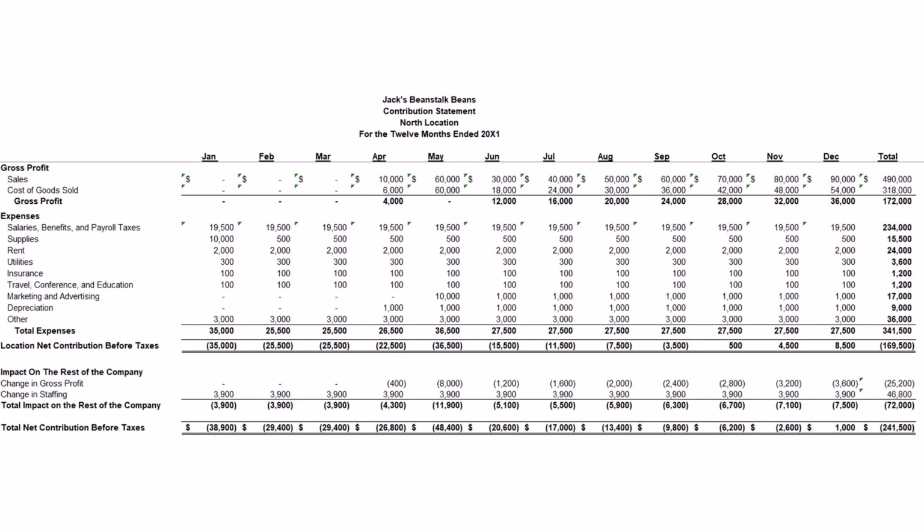The first thing to note about the contribution worksheet is the title. It's called a contribution statement. It shows how much profit the new location contributes to the company. If you want to title this as an income statement or profit and loss, P&L, that's okay too.